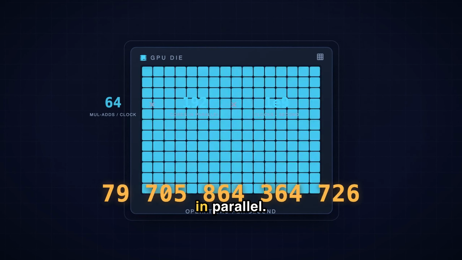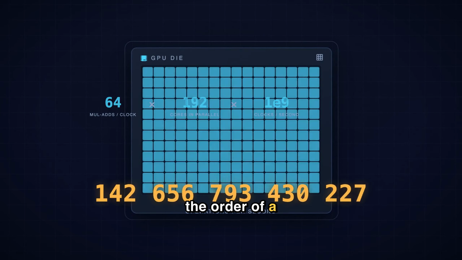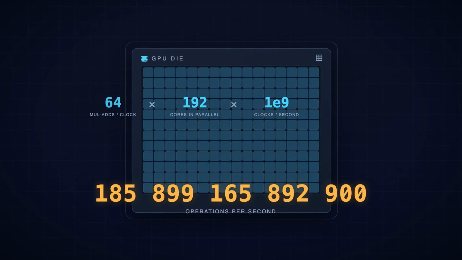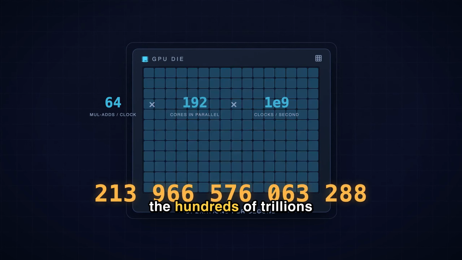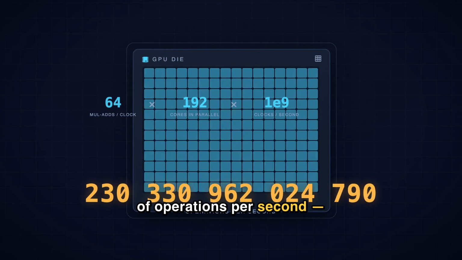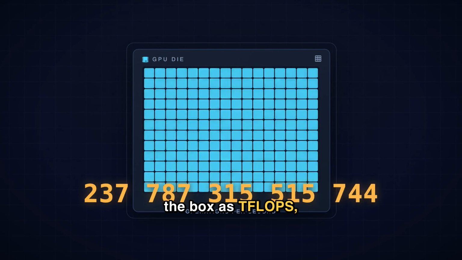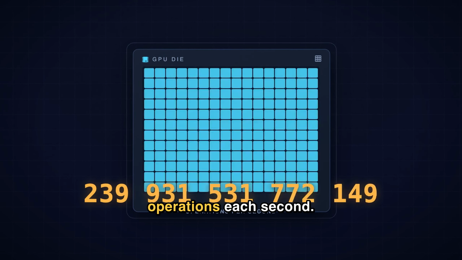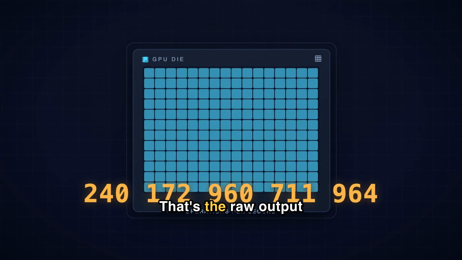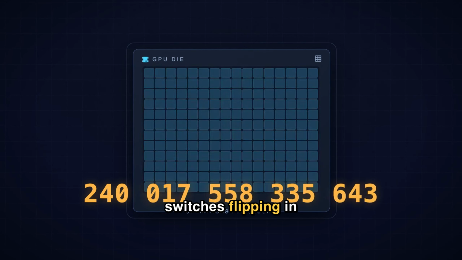Hundreds of cores run in parallel. And there are on the order of 1 billion clocks every second. Chain those 3 numbers and you land in the hundreds of trillions of operations per second. The number sold on the box as TFLOPS, trillions of these math operations each second. That's the raw output of a wall of switches flipping in lockstep.